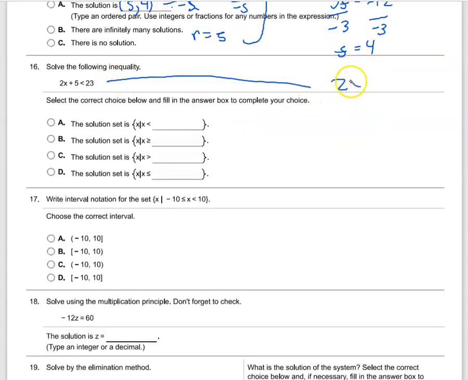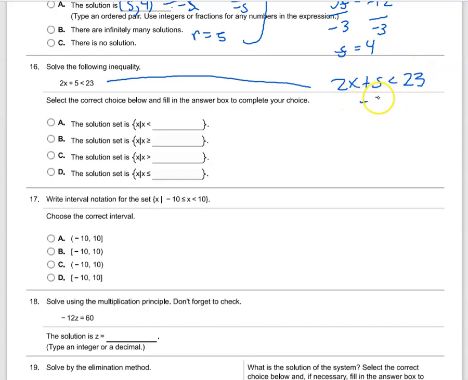Okay, we want to solve 2x plus 5 is less than 23. So this is an inequality. Remember that if you have to multiply or divide by a negative number when you're solving an inequality, you have to change the way that the sign is facing. So we'll see if we need to do that here.